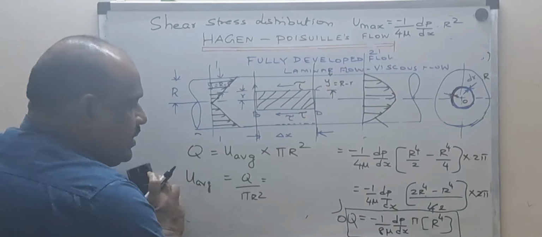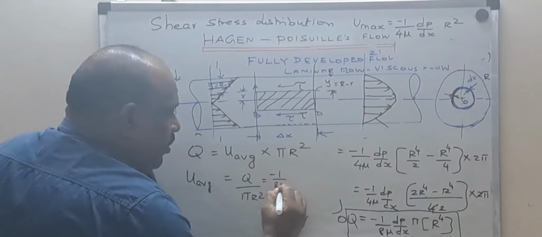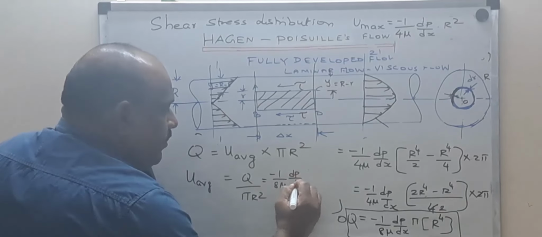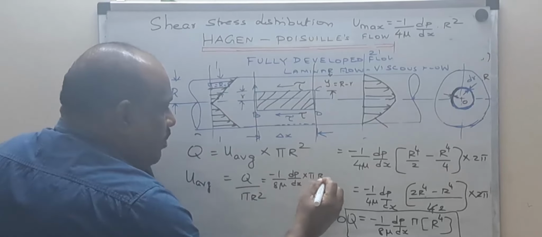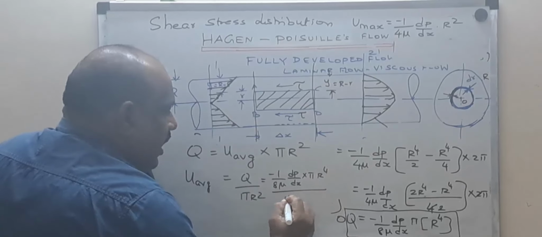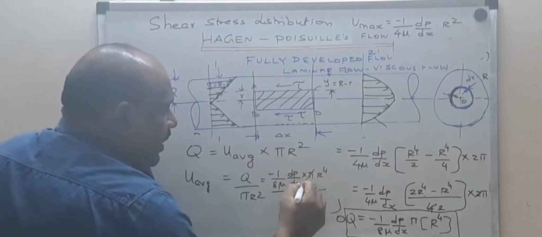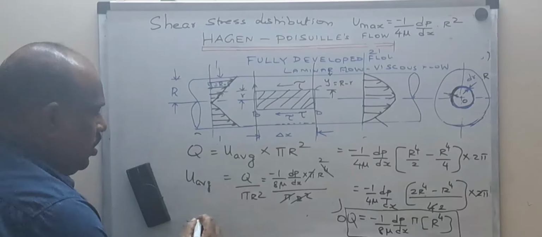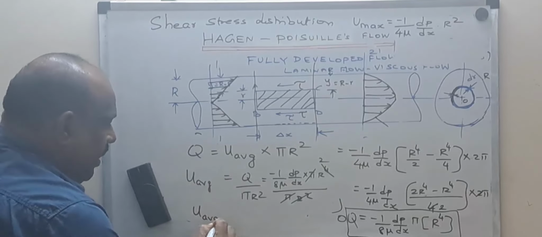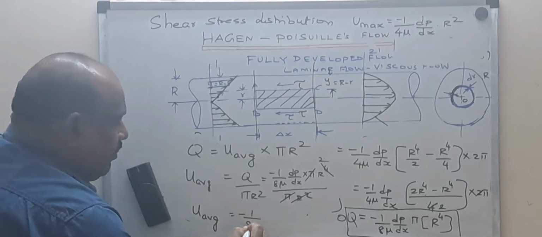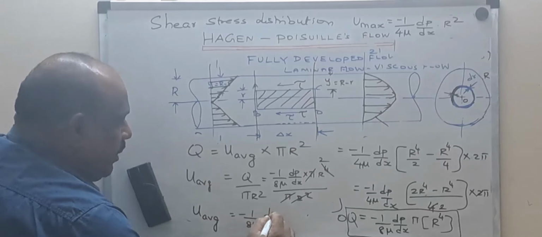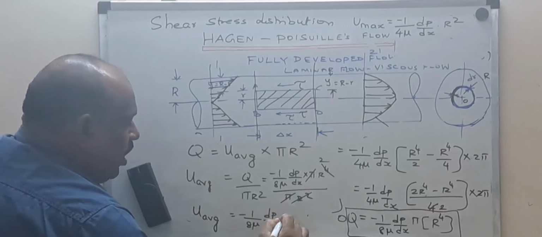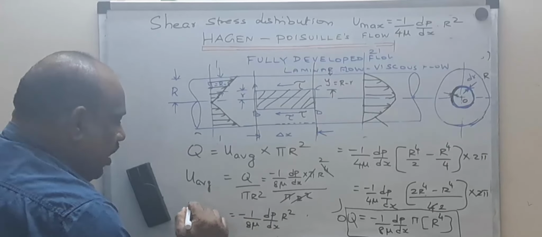So I can write: minus 1 by 8 mu dp by dx into pi r power 4 divided by pi r squared. I can cancel off pi, and cancel off r squared. This r power 4 will become r power 2. So now the u average is given by minus 1 by 8 mu of dp by dx into r squared. So this is the value of u average.